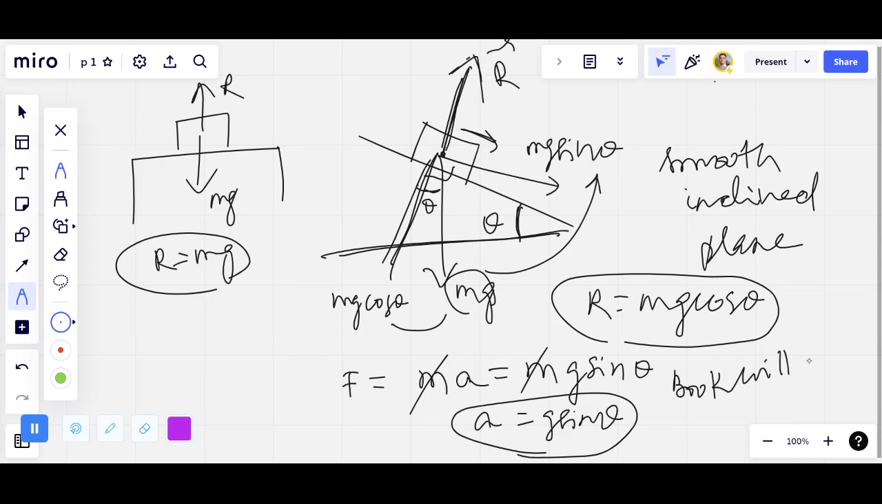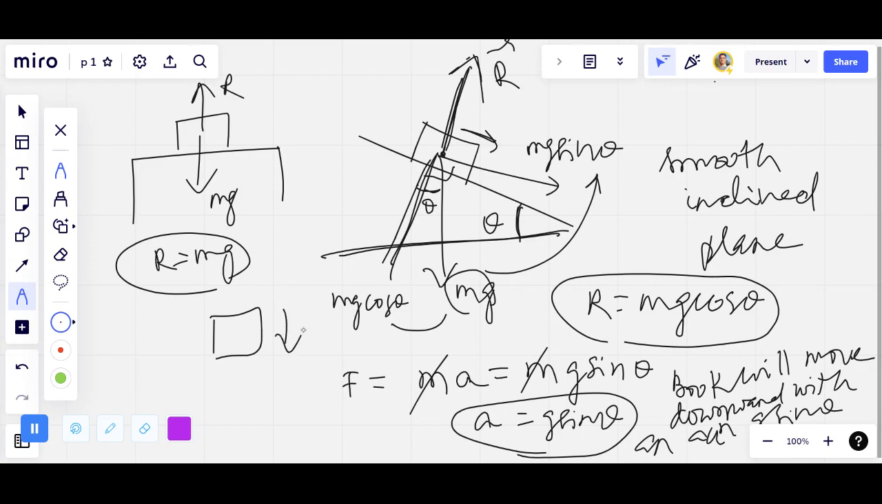Book will move downward with an acceleration g sin theta. If you compare, suppose here is a book. You hold a book in your hand. Now you free your hand. You are leaving this book. The book will fall with an acceleration a equal to g. But since the book is moving downward along this surface, which makes an angle theta, the net force on this book is mg sin theta. So the acceleration of this book is g sin theta. A equal to g sin theta.